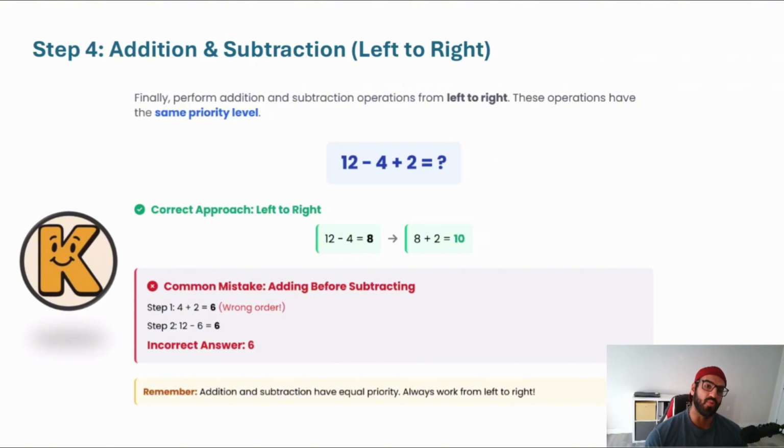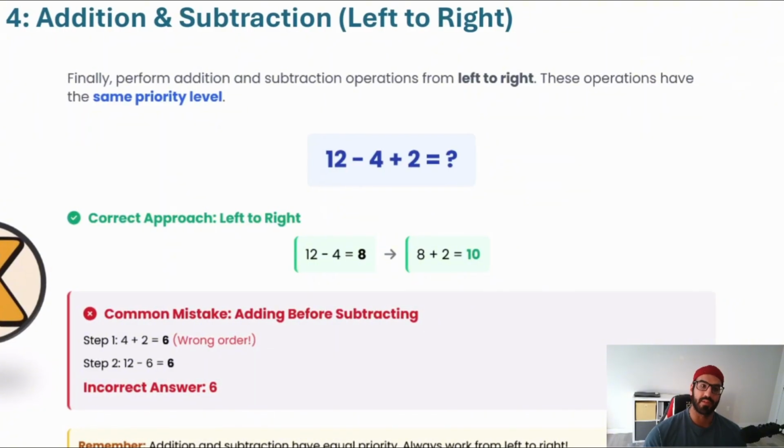It means that if you have addition, which is a plus, and subtraction, which is a negative sign, you have to consider both of them in the same order. But here's the thing, just like multiplication and division, which one comes first? The one that comes first from the left side. So look at this question: I have 12 subtracted by 4 plus 2.